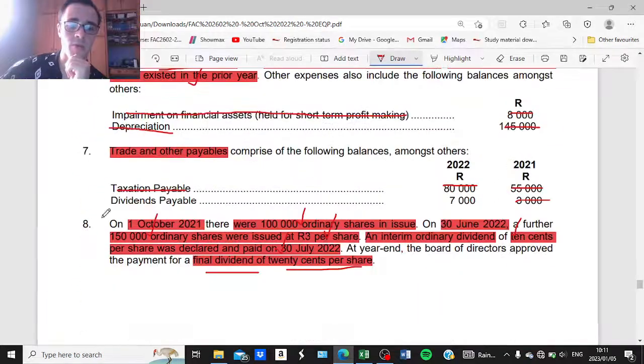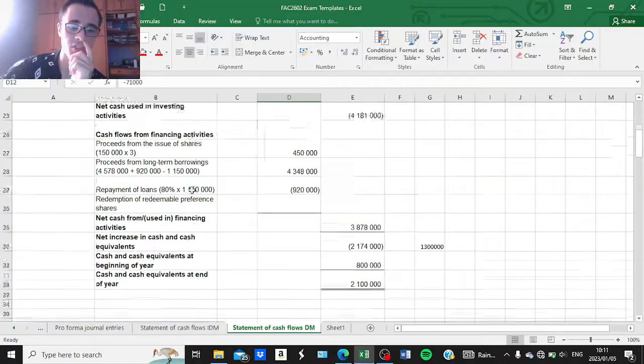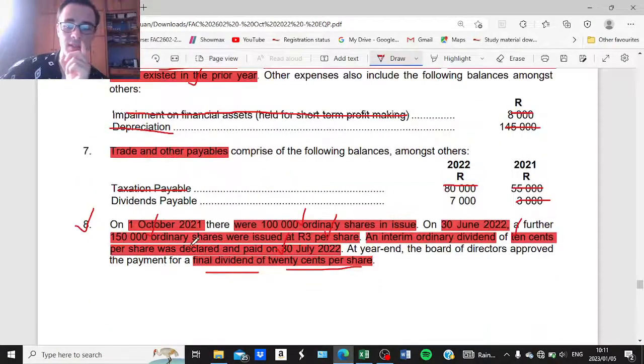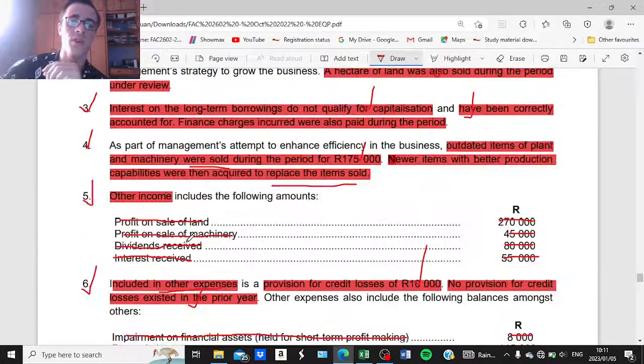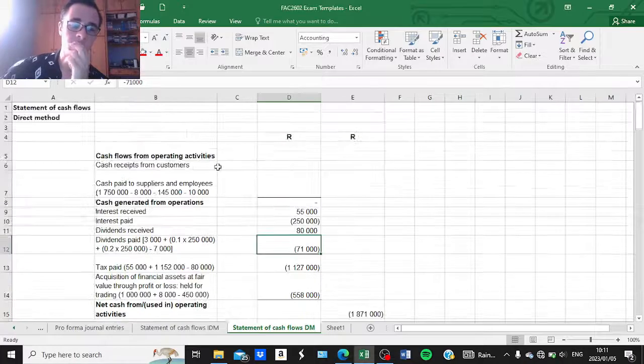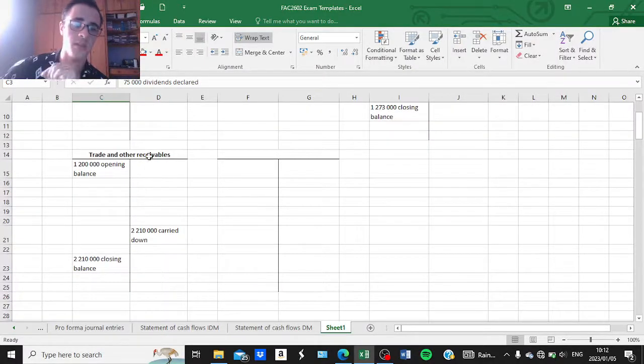All right, we have also considered the change in share capital in the financing activity section. So we are done with that. And we are done with dividends payable. So now we are done with all the points on additional information. So we just need to calculate the cash generated from operations section. Let's first deal with our cash receipts from customers. We have already started drafting the trade and other receivables general ledger account.